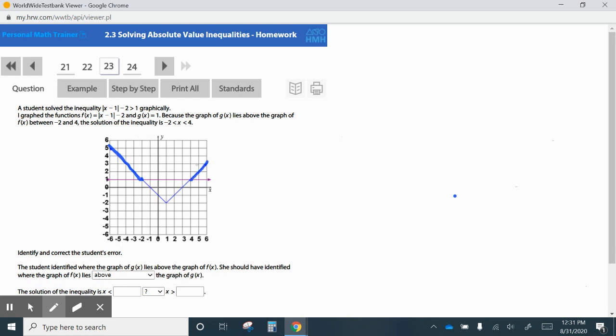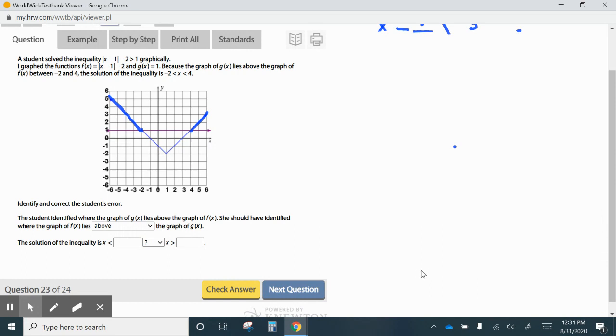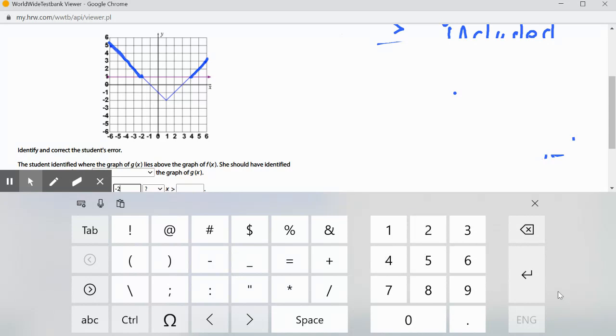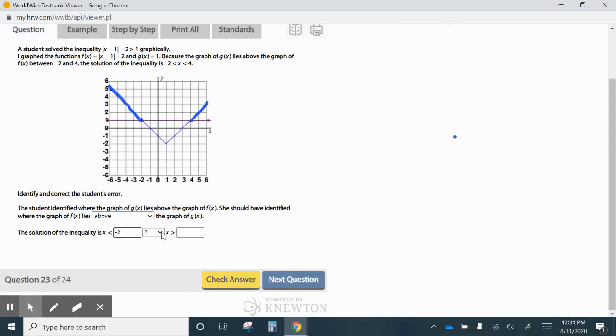I still think they're both correct. We'll take a look. The solution of the inequality is x is less than negative 2. Okay, now it's a greater than symbol, so we know it's 4. X is greater than 4.